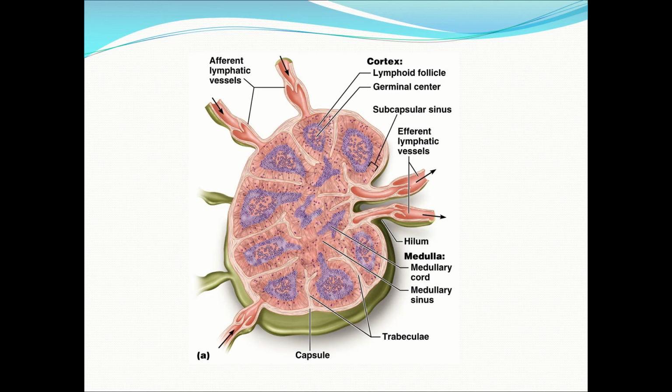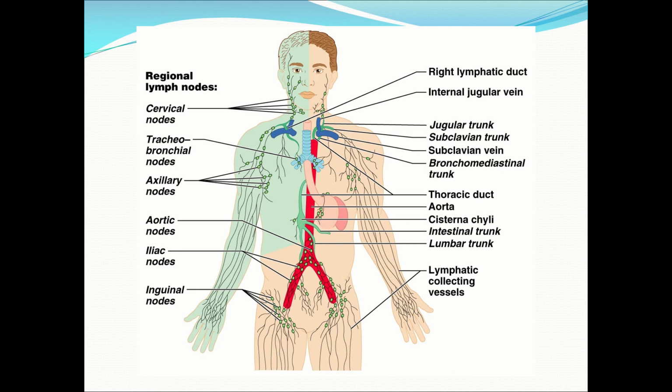This shows a lymph node, and the anatomy includes afferent lymphatic vessels that bring lymph towards the node, and then efferent lymphatic vessels that carry lymph away. And it looks like it's in a hilum here, which is a little divot, like in the kidney bean. This illustration shows the clusters of lymph nodes: the cervical nodes, the tracheobronchial nodes, axillary nodes, aortic nodes, iliac nodes, and inguinal nodes.